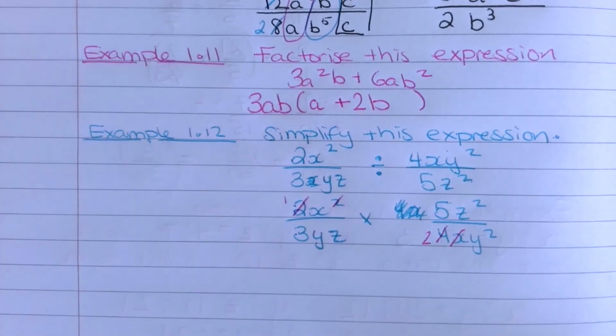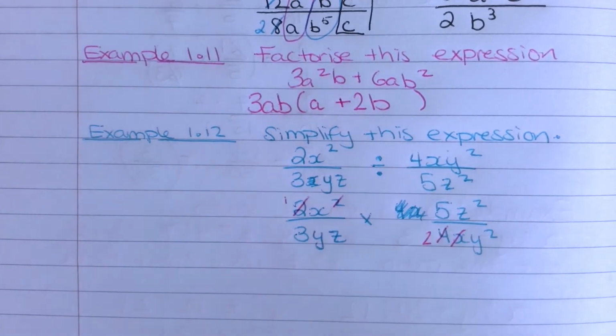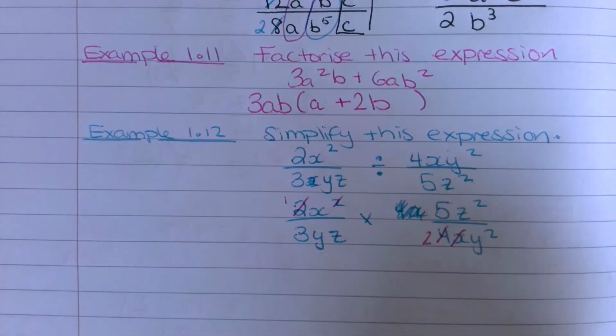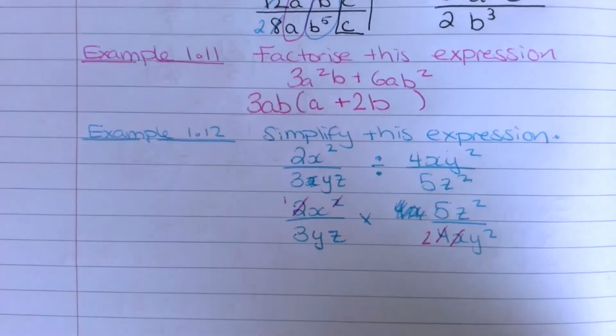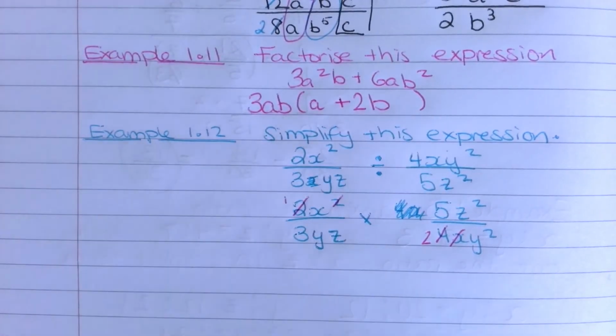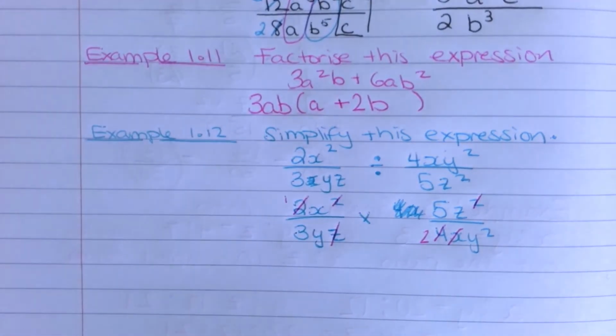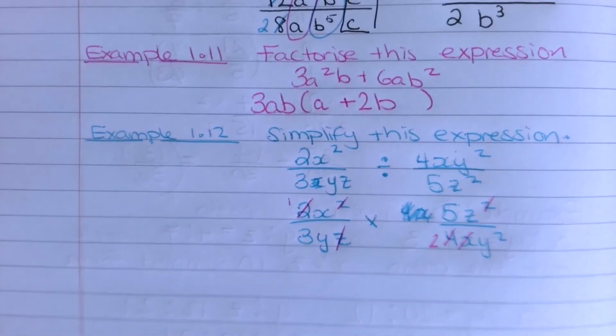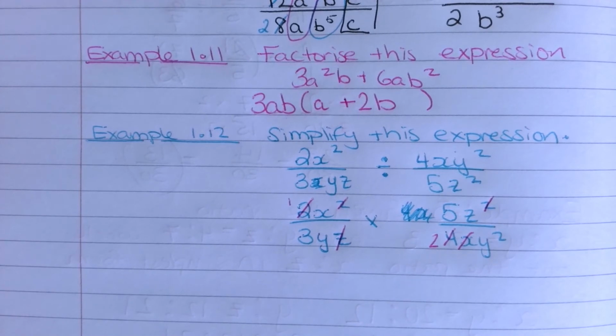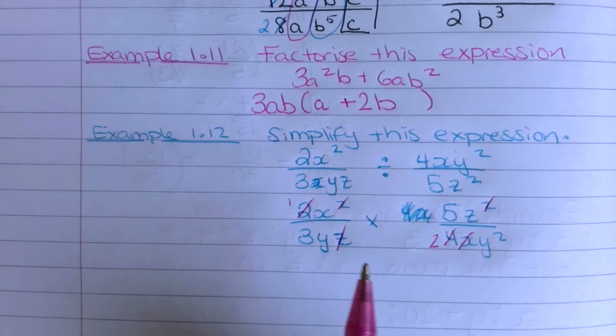The 5 and the 3 won't cancel, 5 and 2 won't cancel, so they're already simplified. I have 2 z's in my numerator, but only 1 in my denominator. So again, 1 can cancel from each location. There's now nothing else left in numerator or denominator, so I'm going to go ahead and multiply across.